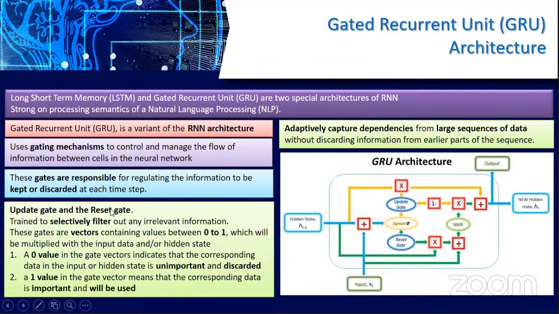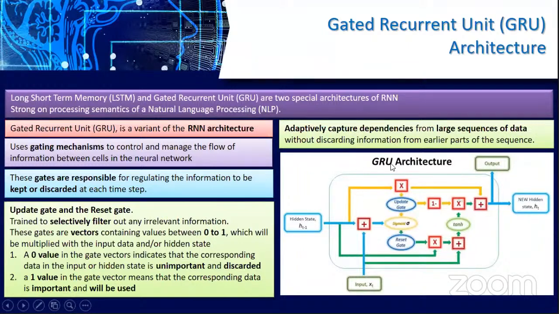It has got two gates. The first gate is called the update gate. The second is called the reset gate. If you have a value 0 in the gate vector, it means that it is unimportant and it is discarded. If you have a value 1 in the gate vector, it means that the data that you have is important and it will be used.